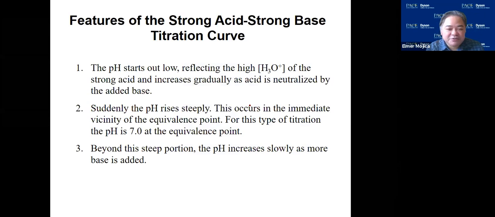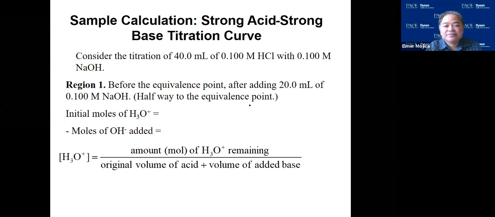So beyond the steep portion, the pH would increase slowly as more base is added. Okay? So if you want to work on it, I leave this up to you. Strong acid and strong base titration curve.